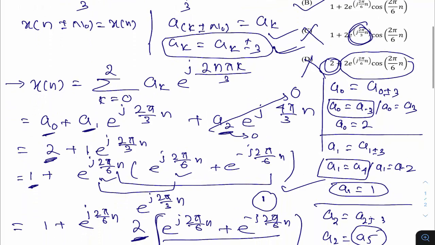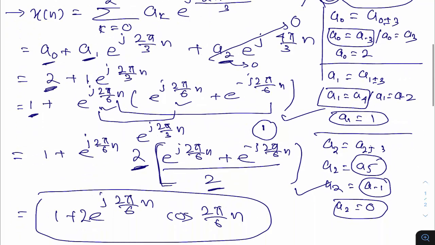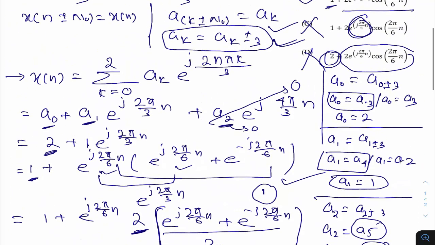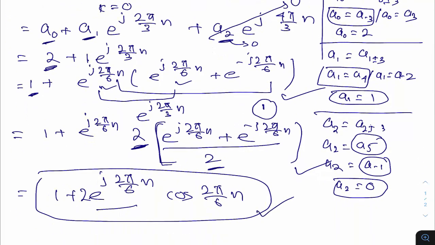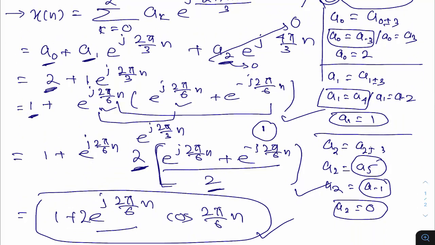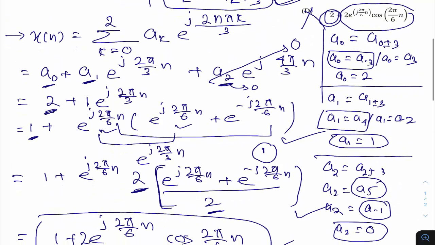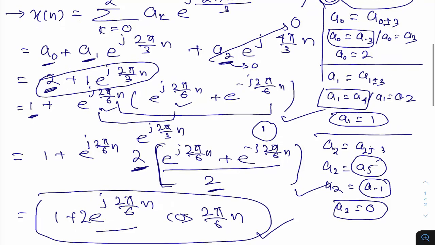If you check 1 plus 2 into e raised to power j 2 pi by 6n into cos 2 pi by 6n, that's what we are getting. Okay, so this is again not a tough problem, but once somebody reaches this conclusion, reaching the correct options needs some mathematical calculations, so you should be careful about it.